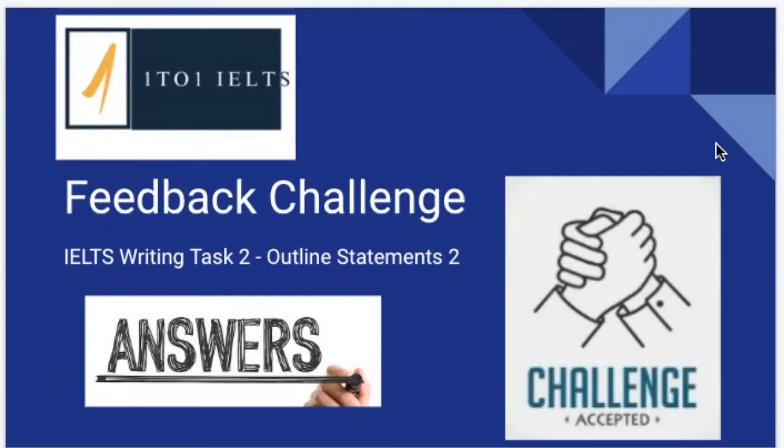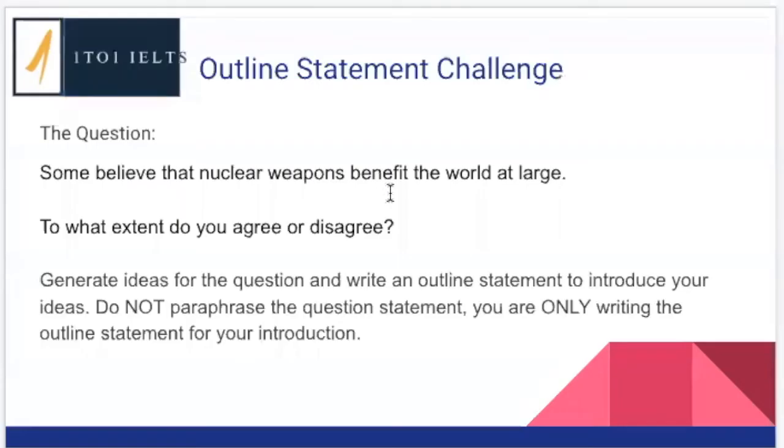Outline statements are the second part of your introduction, and they basically act as an index to the rest of your essay. So you need to outline your main ideas, and if you're asked for your opinion, you need to outline that as well. So the question we had today was an opinion essay, and it said, some believe that nuclear weapons benefit the world at large. And it says, to what extent do you agree or disagree?